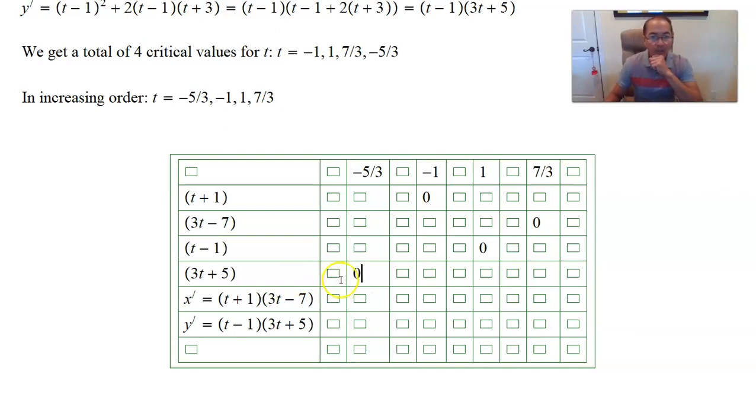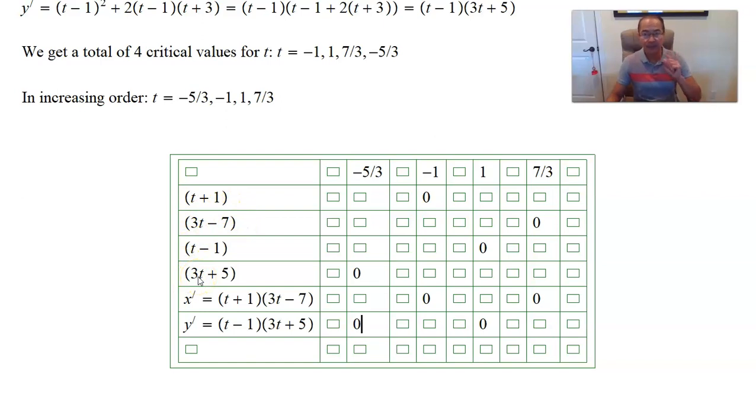Okay. Shall we do this? X prime will be 0 when either t plus 1 or 3t minus 7 is 0. So we have 0 here at minus 1, and a 0 at 7 thirds. Similarly for y prime, we have a 0 at positive 1, and a 0 at negative 5 thirds. So we have all the points where a factor is 0, and therefore the derivative is going to be 0. Try not to mingle or mix up the x prime factors and the y prime factors.